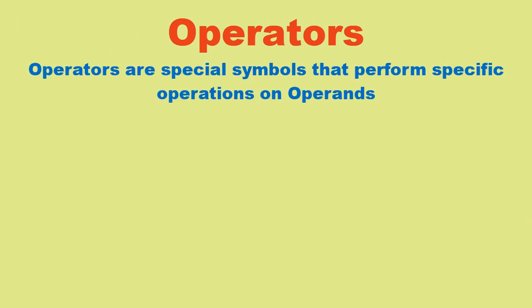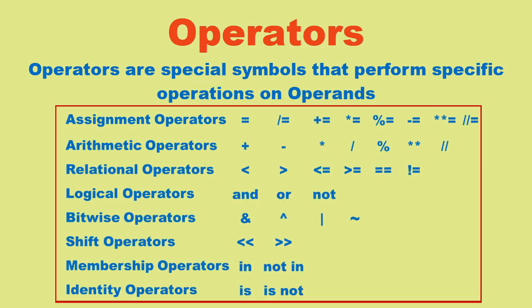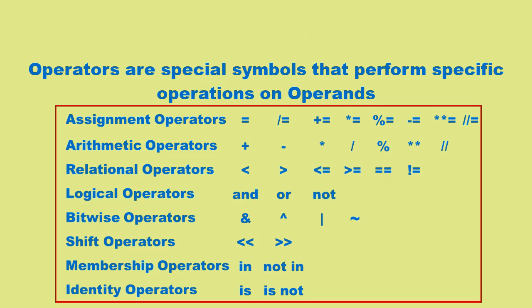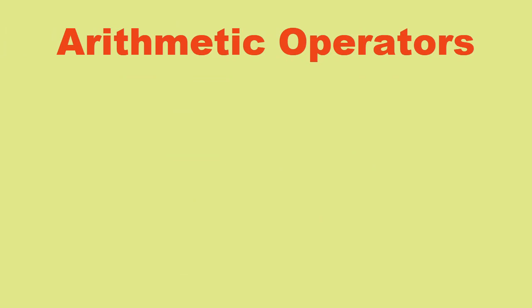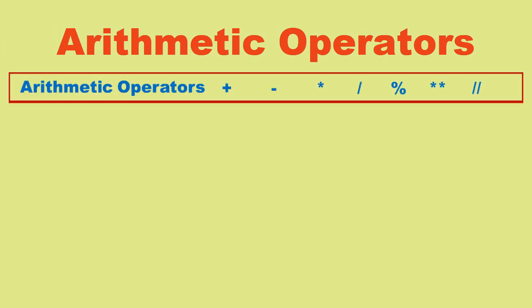Operators are special symbols that perform specific operations on operands. Operators fall into 8 different categories: assignment, arithmetic, relational, logical, bitwise, shift, membership, and identity. We will not showcase the usage for each one of them separately, but we will use them as we go over the questions. First are arithmetic operators, which are used to perform arithmetic operations like addition, multiplication, division, etc.